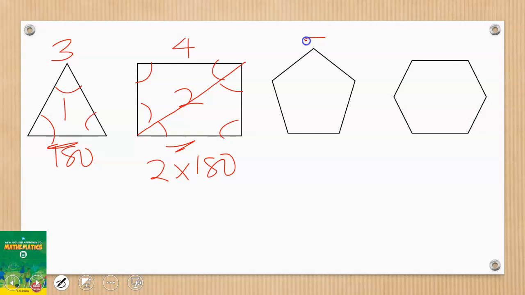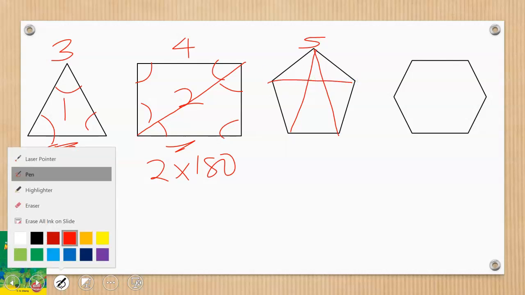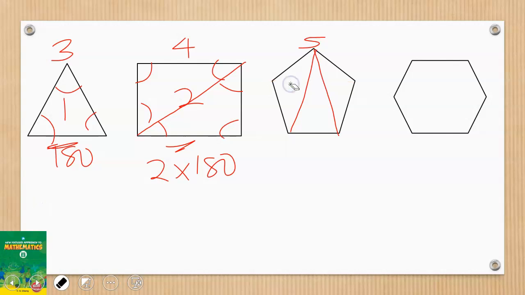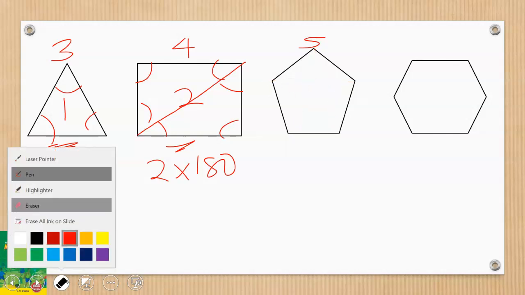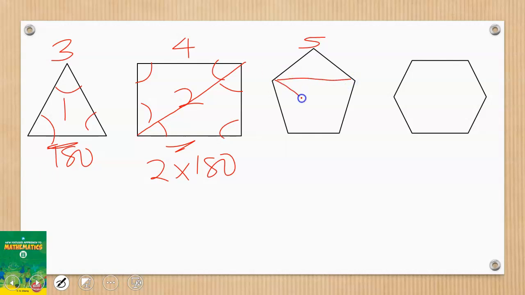Now when we take a 5-sided figure, which is a pentagon, let's see how many triangles we can create. I can join this to this and create 1, and join this to this and create 2. We can't draw it this way because that will cross, and we don't want any crossing at all. So we have 3 triangles here, which means 3 times 180 gives the sum of the interior angles in this polygon having 5 sides.